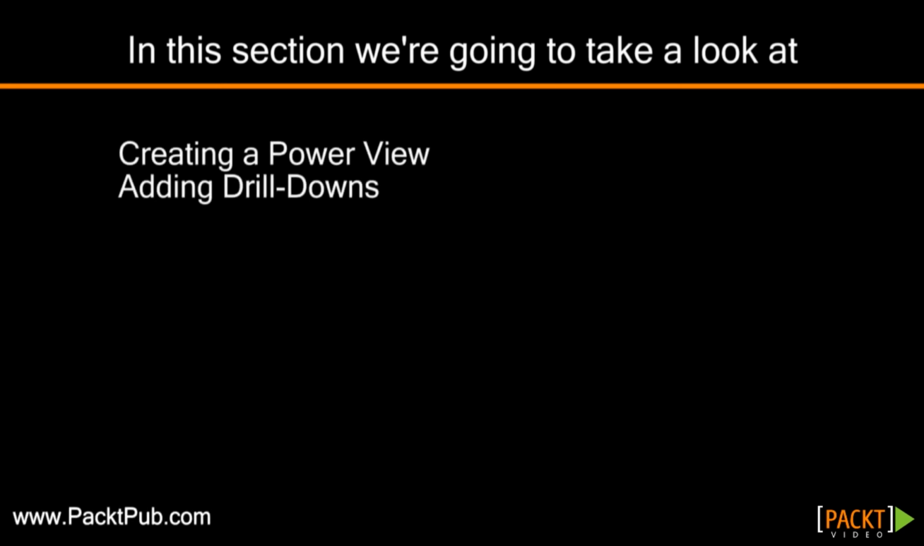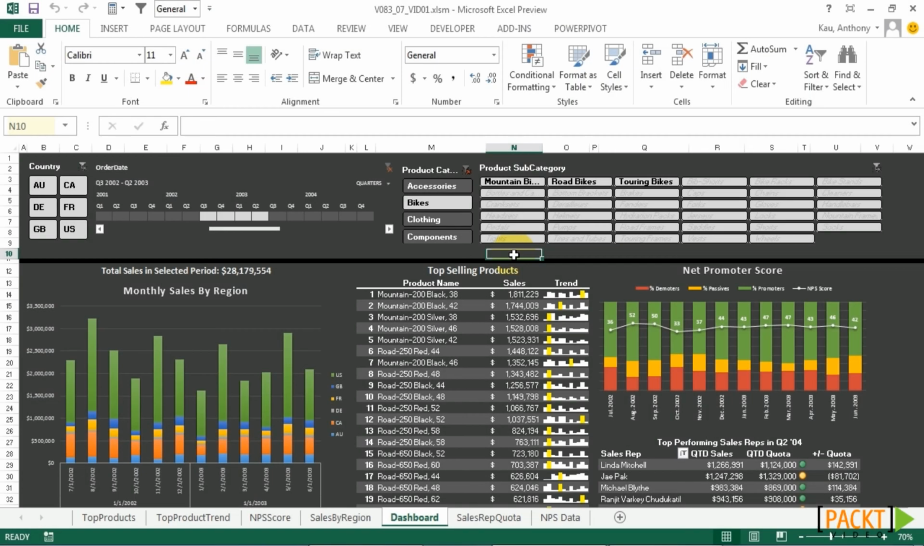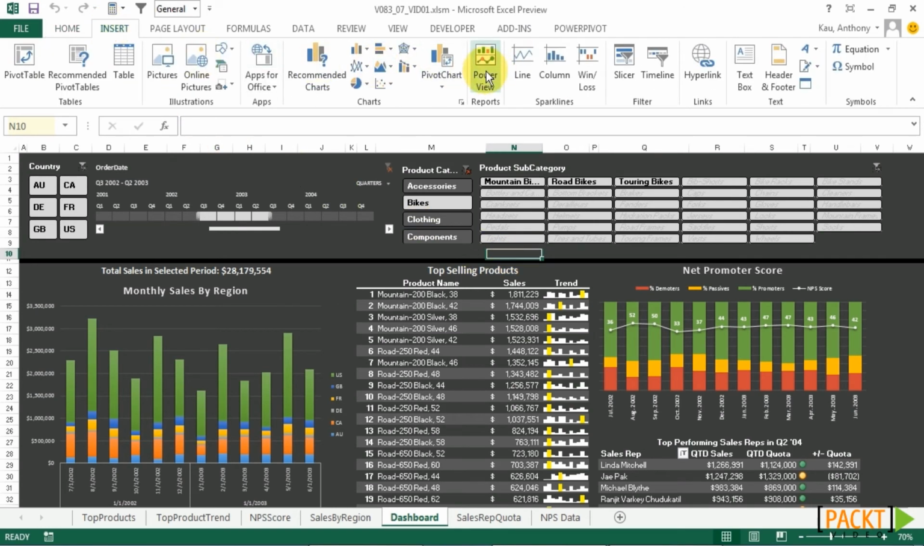We'll add drill downs and filters. We'll implement tiles, which is another form of slicers. And then we'll visualize multiples, where we can break a chart or visualization down into multiple sections. So let's get started. In order to create a Power View, we'll go to Insert, Power View.